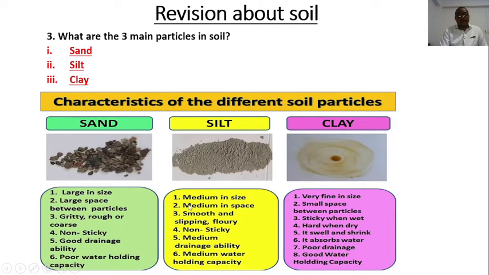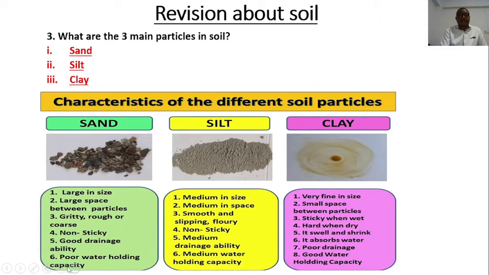Then let's proceed and look at the characteristics of silt. Number 1, silt has a medium size. Number 2 is that silt is medium in space. Number 3, silt is smooth and slippery or floury, like the flour that we use to bake cakes and bread.